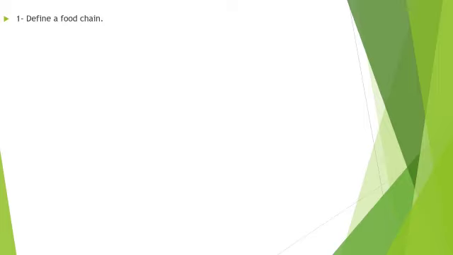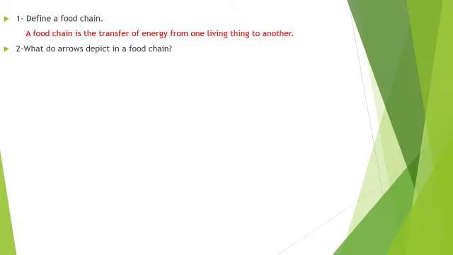Question number 1. Define a food chain. From the text, you're going to pick up the meaning of the word food chain. A food chain is the transfer of energy from one living thing to another. For example, the energy passes from the prairie dog to the golden eagle. Question number 2. What do arrows depict in a food chain? Depict means to describe. In a food chain diagram, arrows show the flow of energy.